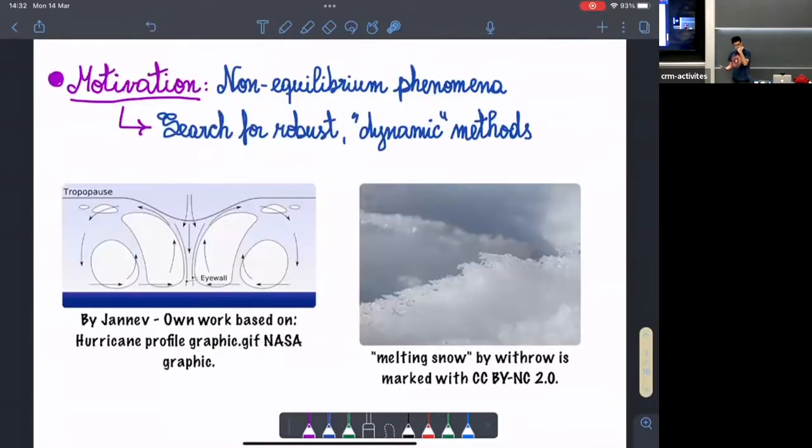Okay, so let me talk a little bit about motivation. Our motivation is about non-equilibrium phenomena. Those non-equilibrium phenomena are ubiquitous in nature. Everywhere you look, you will see some non-equilibrium situation. And non-equilibrium situations, from a physical point of view, are not that well understood.